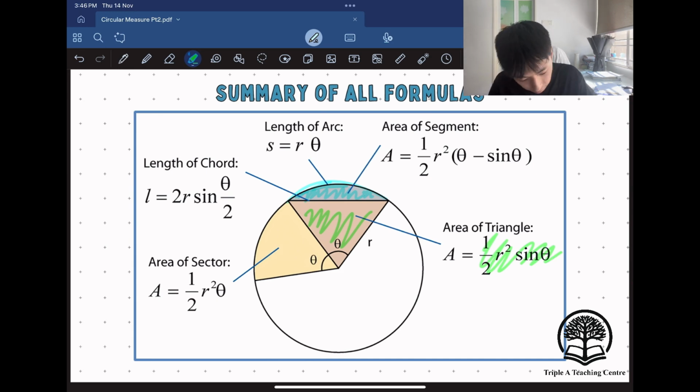And to find the length of chord, the chord is here, you still remember? To find the length of chord, we take 2r sine theta over 2. And to find the area of sector, this whole chunk over here, we take 1 over 2 r squared times theta.